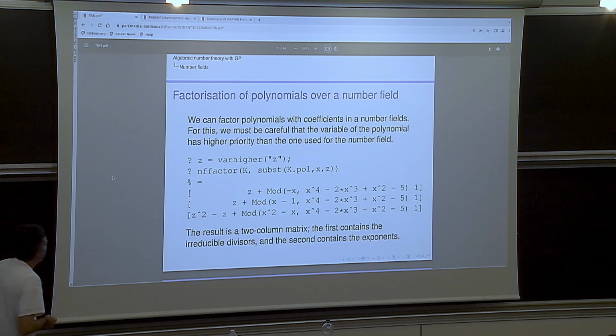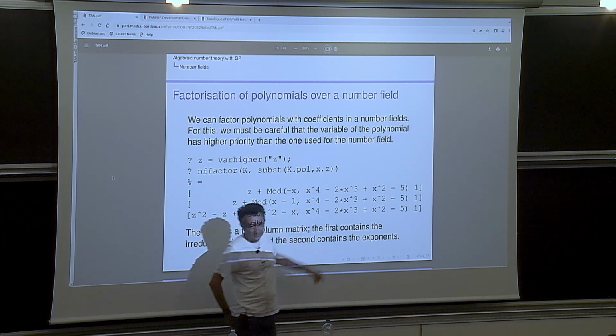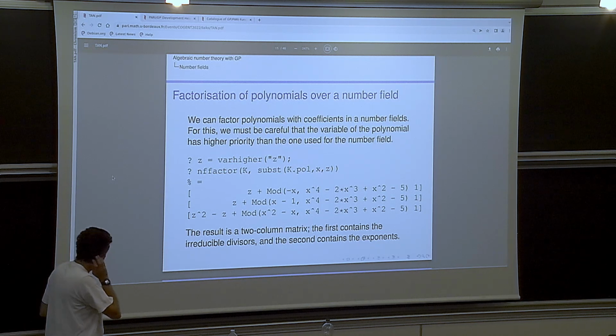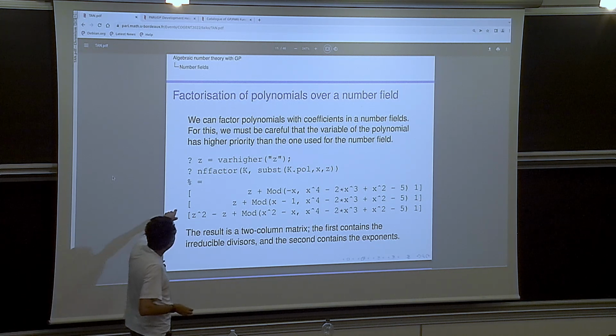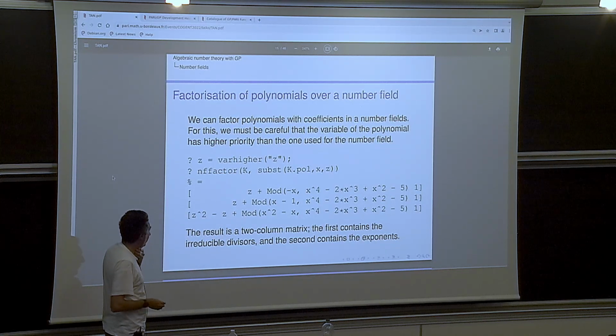Okay. And so what this does is that it evaluates k-pol in z. You replace the x in k-pol by z. Okay. And so you want to factor it, and you get this. So there is a 3 factor.